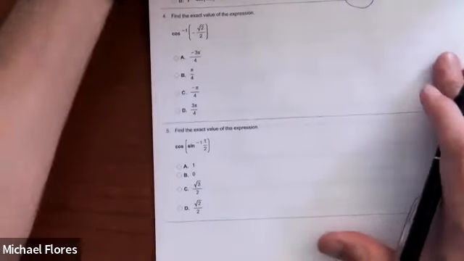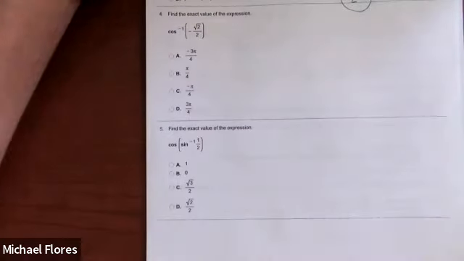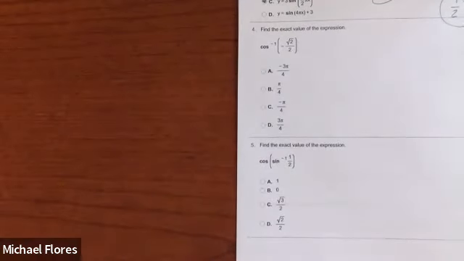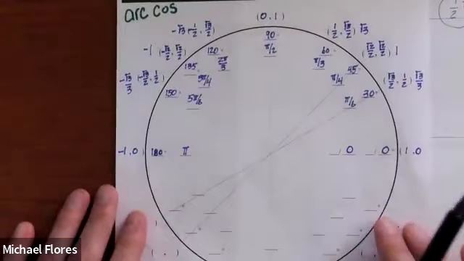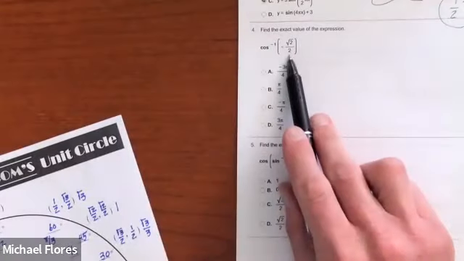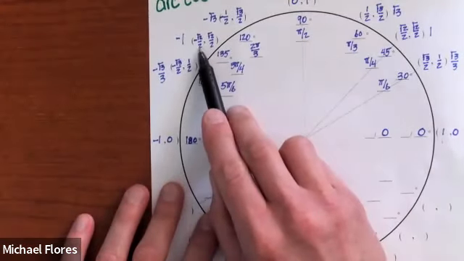Find the exact value of the expression inverse cosine of -√2 over 2. Create some room. Okay, in order to find inverse cosine, we have to use our arc cosine cheat sheet, which is right here. We need to find what is the cosine value? Where do we have a cosine value of -√2 over 2? And that would be right there.